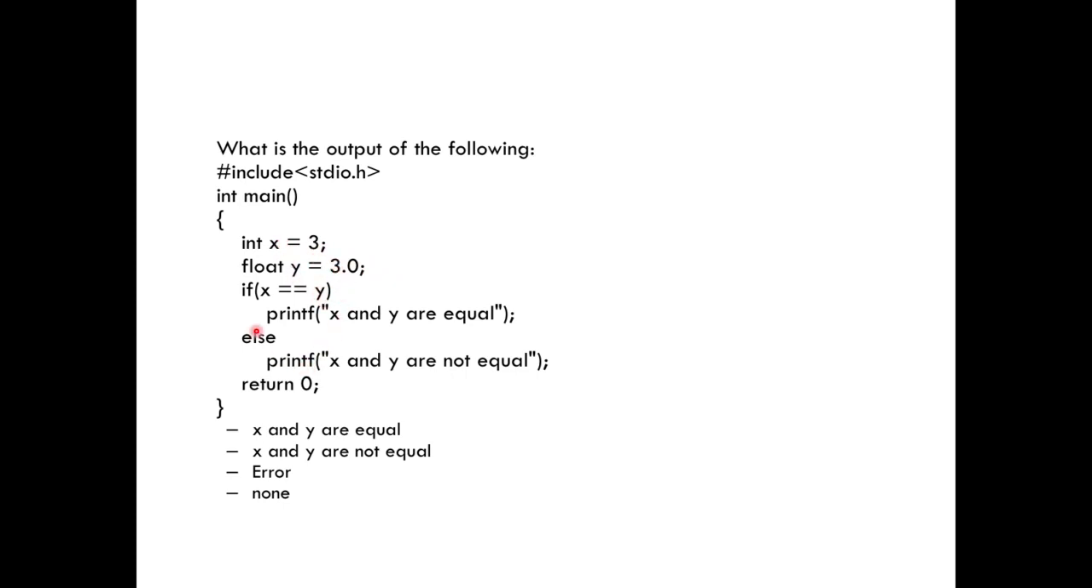3, 3. So what should be the answer? It will print as x and y are equal. So if statement, if it is true, it will print the first statement, else it will go to the next statement. So it is true, so it will print x and y are equal. So first one is the right answer. Okay, this was a simple one, if statement, but it could seem a bit confusing, but it is very easy, right?